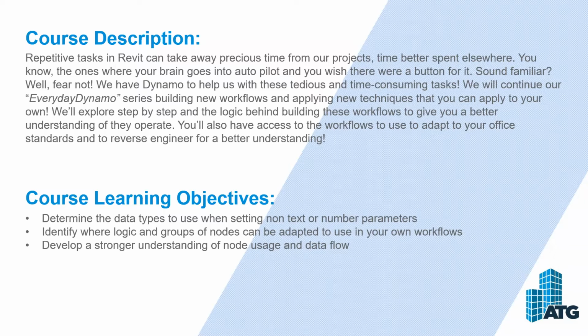We're going to look at data types and look at how to set non-text and number parameters. If you're familiar with Dynamo, you know that you probably have worked with setting either the comments parameter or an offset parameter, something like that, that requires a text value or a number. Today we're going to be looking at using Revit Elements to set some values there, identify some of the logic behind the workflows and the nodes, so that way you can apply them to your own, and then let's develop a stronger understanding of node usage and data flow.